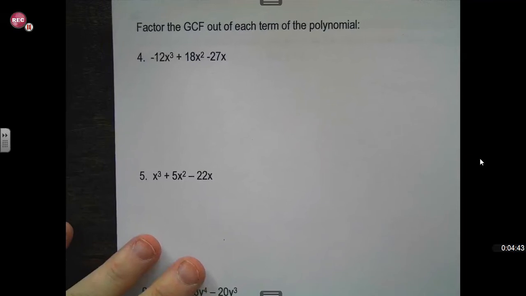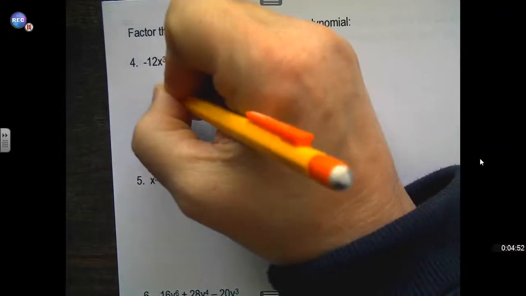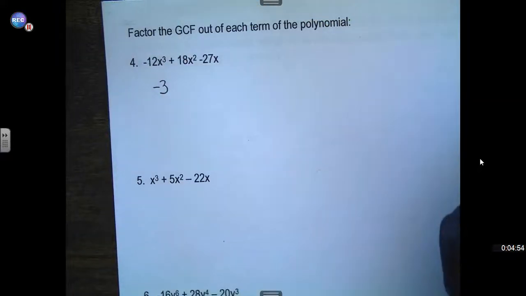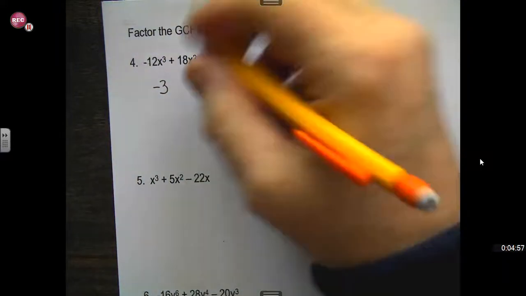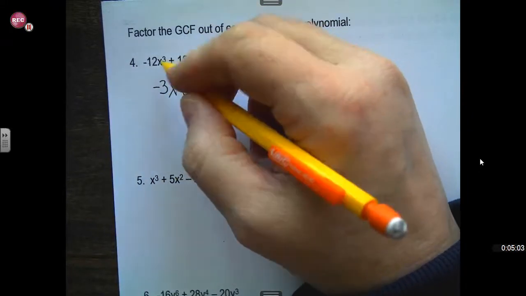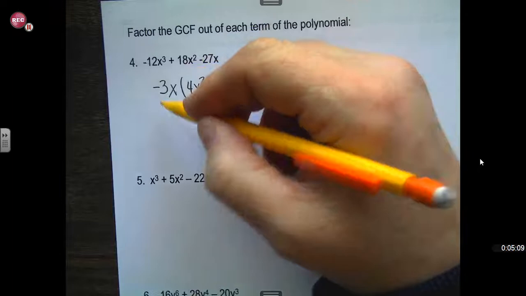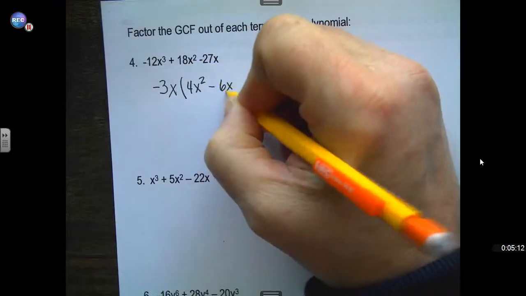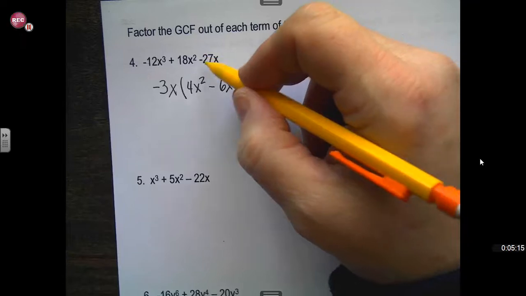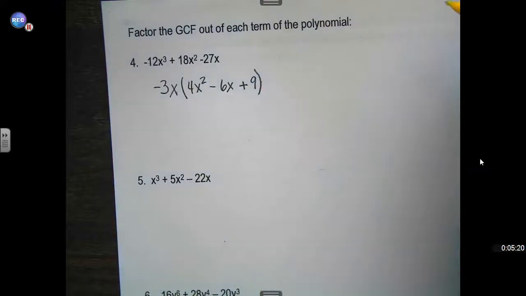And that's what we're doing in these next problems: not only find the GCF, but factor it out. When I look at 12, 18, and 27, I believe the greatest common factor is 3, and I'm going to factor out a negative 3. Between x cubed, x squared, and x, x will be my greatest common factor. I'm just dividing. So I get 4x squared. 18 divided by negative 3 would be negative 6x. And then negative 27 divided by negative 3 would be plus 9.